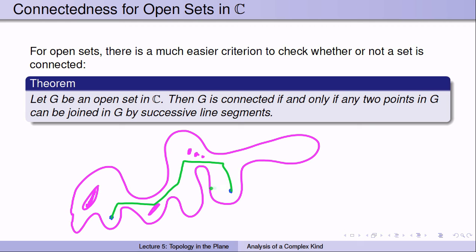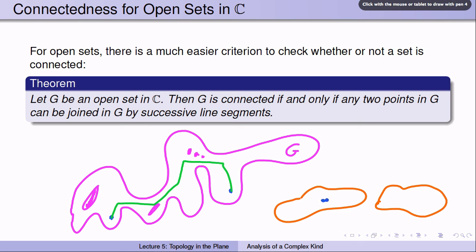And I made it. So I joined them in G, so I never left my set G, and I joined them with line segments that never left G, and therefore this theorem tells me, if I can do this for any 2 points in G, that my set G is connected. On the other hand, if G consisted of several parts, and I picked one point over here and another one over here, and tried to connect them with line segments, I would have to get across, and that's leaving my set. So this set G here is not connected, whereas this one is connected.